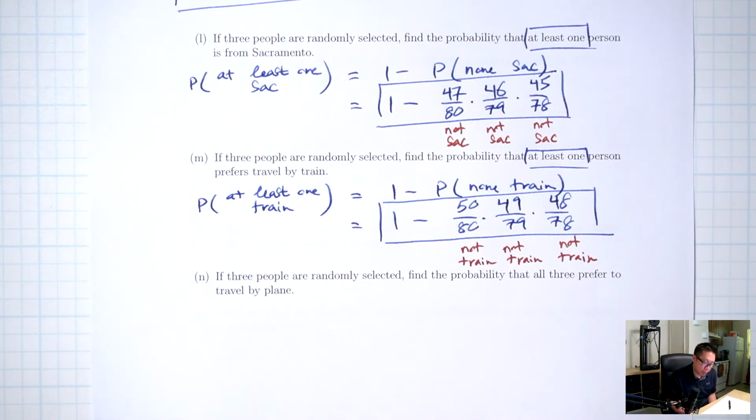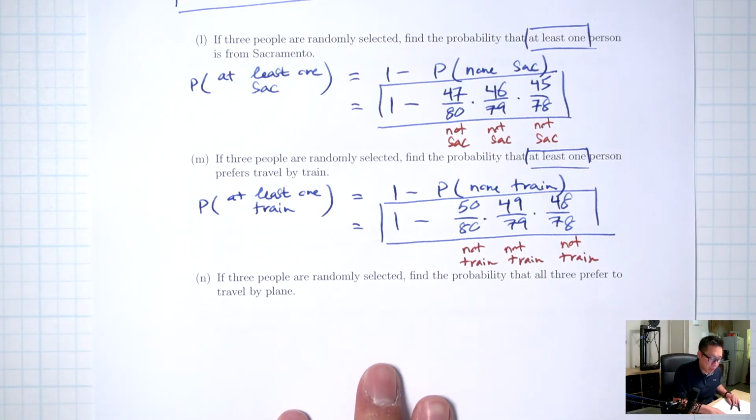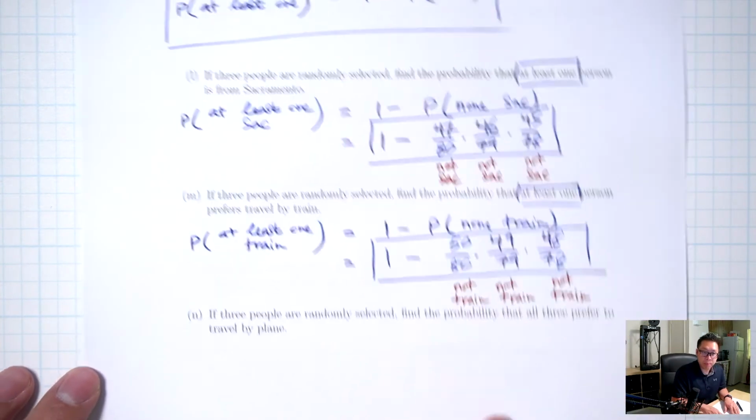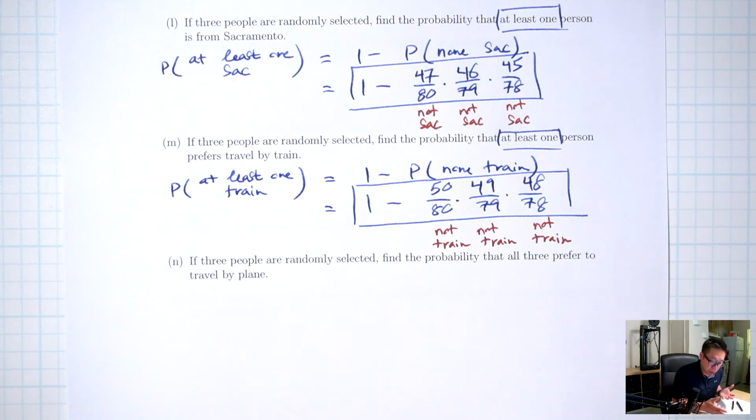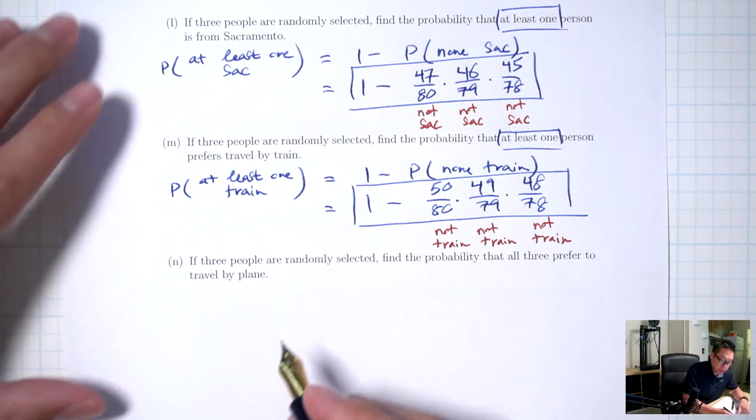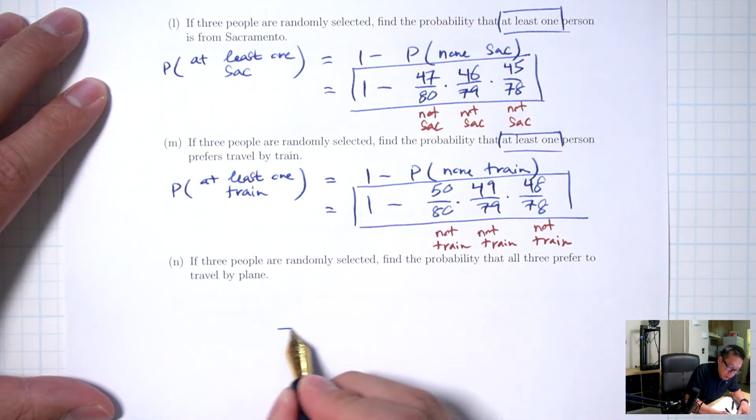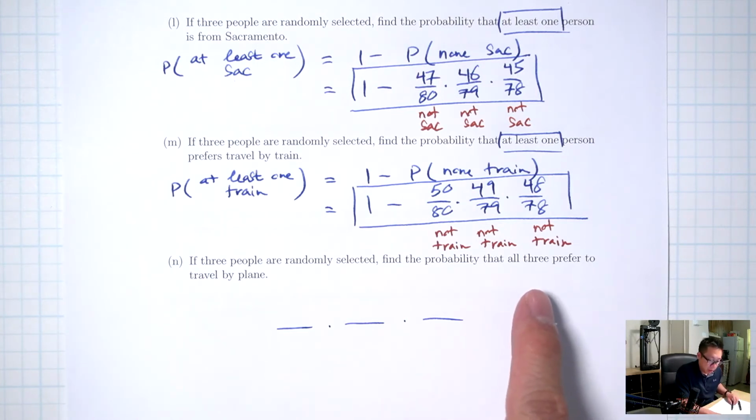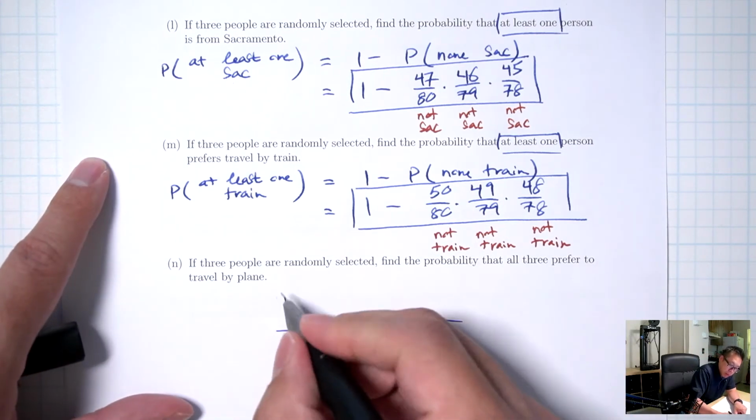N. If 3 people are randomly selected, find a probability that all 3 prefer travel by plane. Now, I threw this one in just to point out that you're only doing 1 minus none when you have at least 1 problems. For N, I don't see the word at least 1 anywhere, right? I don't see the word at least 1. So if you don't see the word at least 1, then you do it the regular way. So 3 people, 3 fractions. I want all 3 planes, so plane, plane, plane.